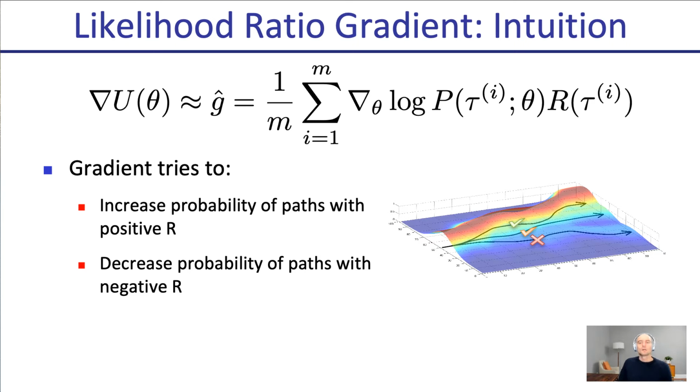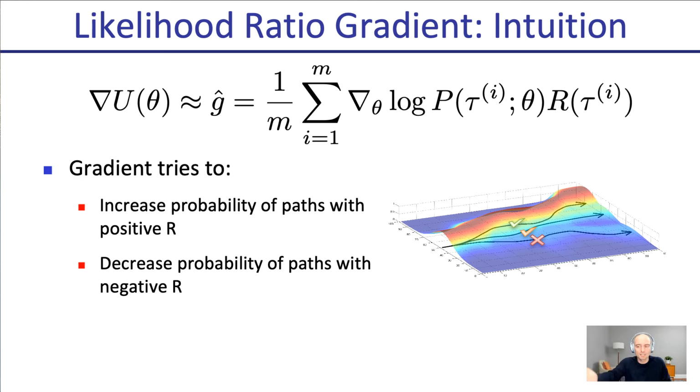So what was the intuition again? We had this grad log probability of the trajectory times reward. And we said we're going to increase the probabilities of trajectories with high reward, and decrease the probability of trajectories with low reward. But actually, really we want something a little more subtle. What we really want is to increase the log probability of trajectories that are above average and decrease the probability of trajectories that are below average.